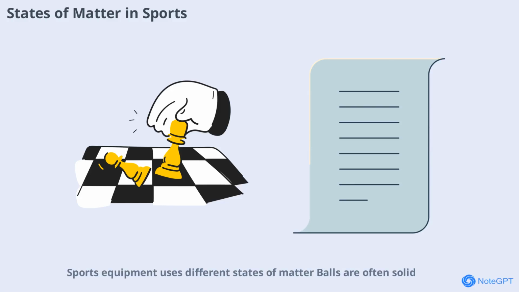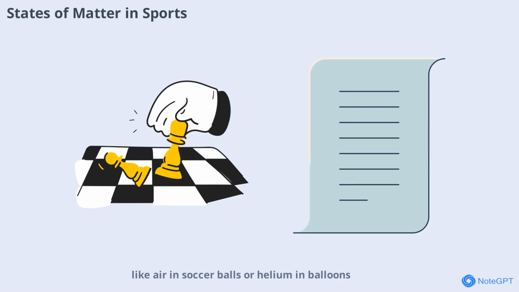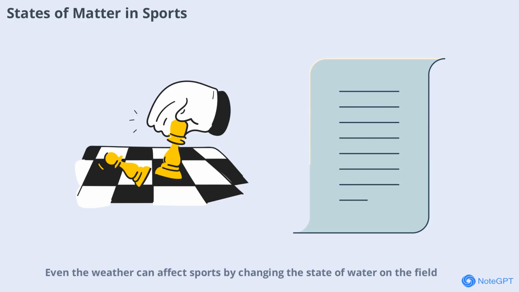Sports equipment uses different states of matter. Balls are often solid, drinks are liquid, and some sports use gases like air in soccer balls or helium in balloons. Even the weather can affect sports by changing the state of water on the field.